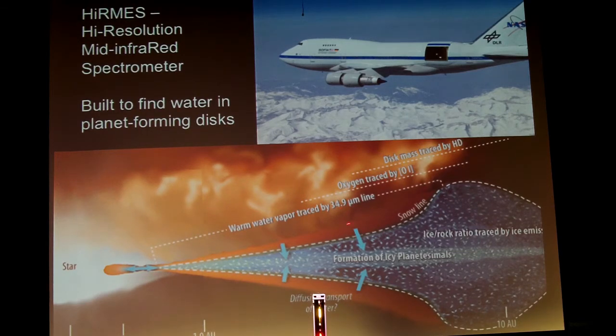So it's going to have a spectrograph that can detect gas phase water here, and then also some related things like atomic oxygen and HD, which is just an isotope of molecular hydrogen. And it'll be able to do this for hundreds and hundreds of disks. So we'll get a much better picture of how important water is in disks in general.